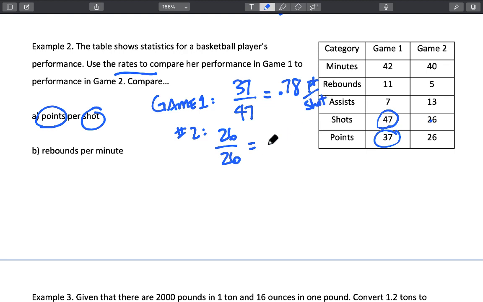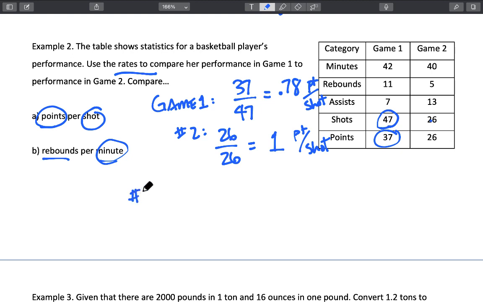And then here, in game 2, we have 1 point per shot. So if we're going to compare these two, we're looking at reducing those fractions down and keeping the units on them. And we can say that game number 2, he scored more points per shot. Let's do the same thing with rebounds per minute.